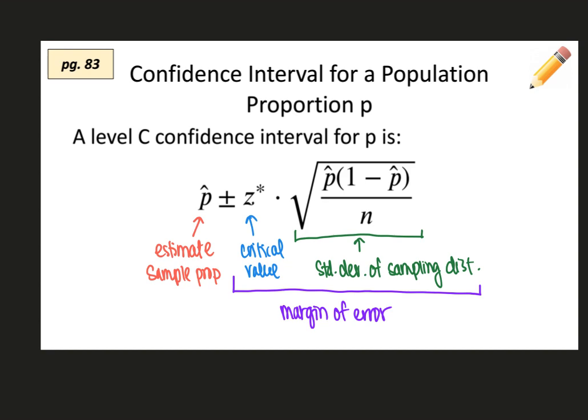So when calculating a confidence interval, we basically take the margin of error and subtract it from your sample proportion to get your lower bound, and we add it to your sample proportion to get your upper bound.